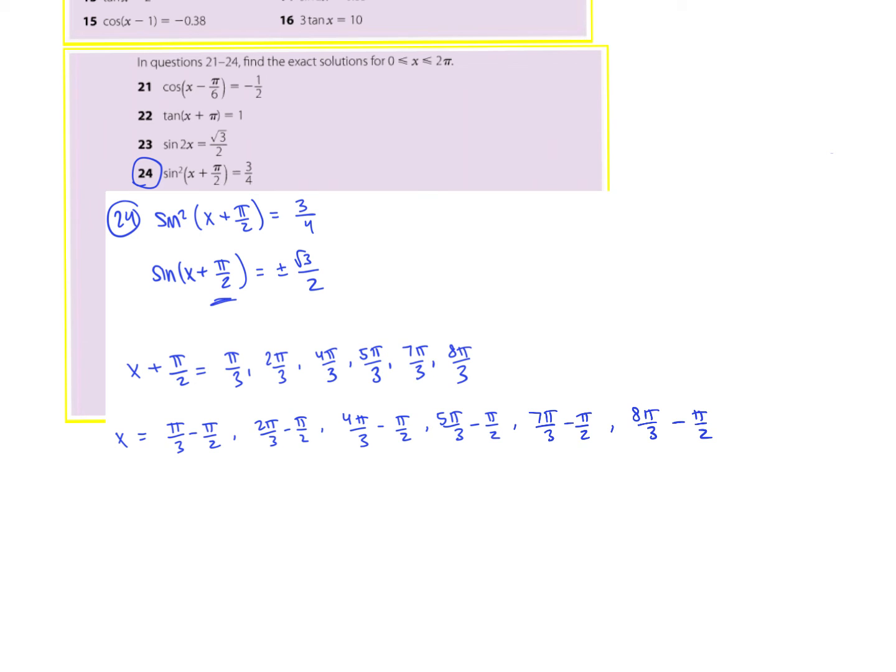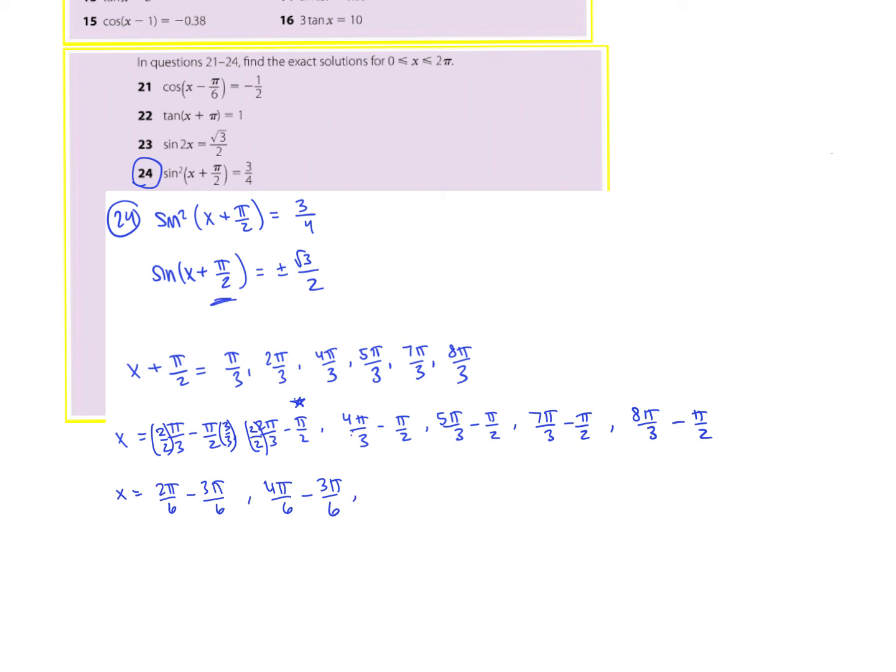Okay, so we need to add fractions. We need a common denominator. I'll have the common denominator of 6. So I need to multiply this by 2 over 2 and this by 3 over 3 for each of them. So I'm going to have 2 pi 6 minus 3 pi 6, comma, 4 pi 6 minus 3 pi 6. All of these will be 3 pi 6.